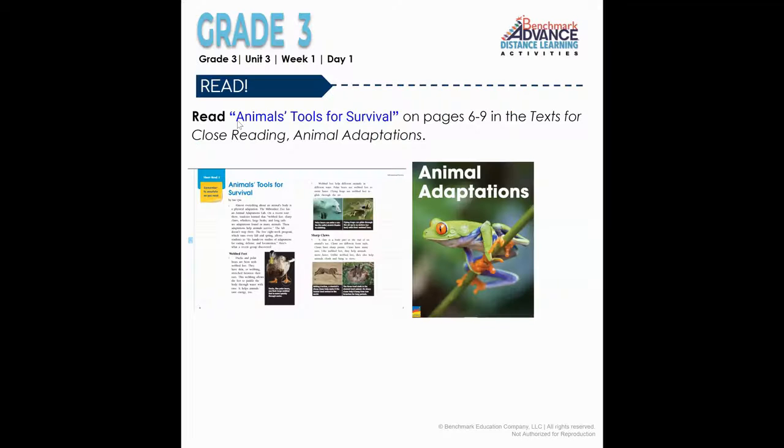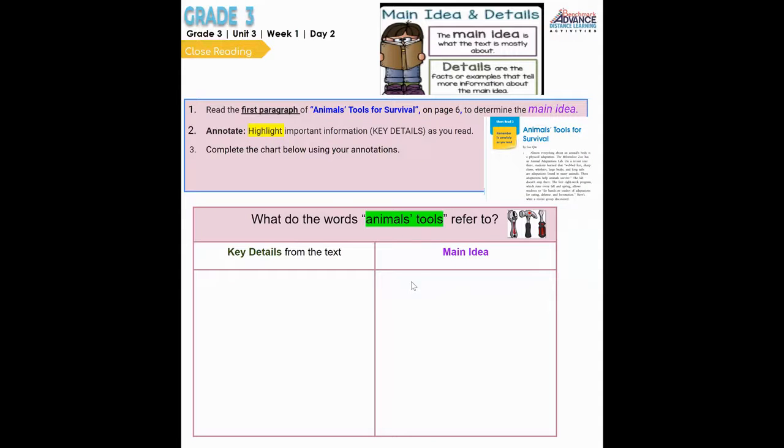Today we are going to read Animals, Tools for Survival on pages 6 to 9 in our text, Animal Adaptations. The directions on slide 9 say, read the first paragraph of Animals, Tools for Survival on page 6 to determine the main idea. Highlight important information, key details, as you read, and complete the chart below using your annotations.